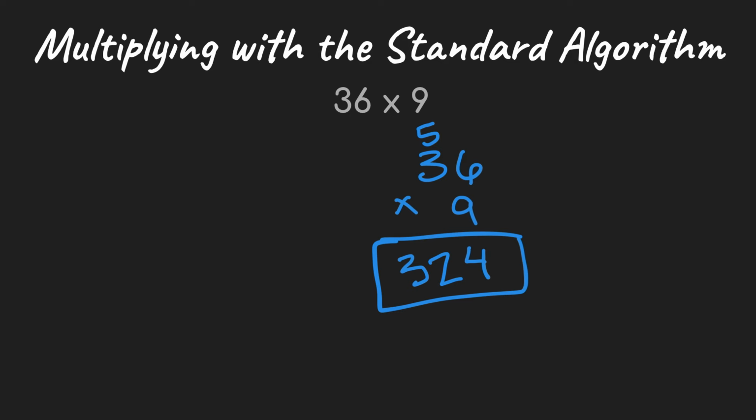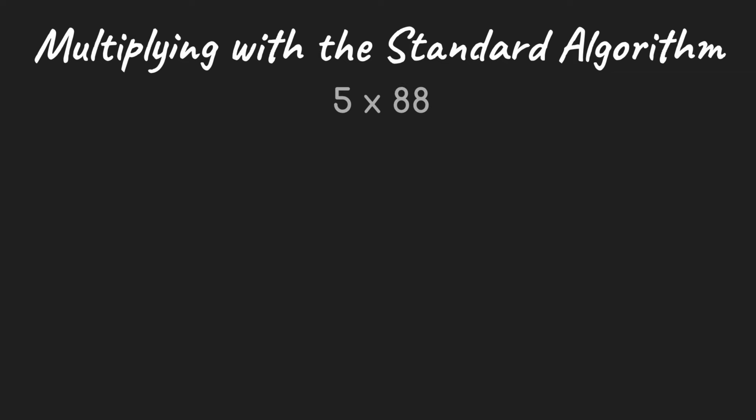9 times 6 is 54. We had to regroup the 5. 9 times 3, not 3. It's 9 times 30, you goobers. 9 times 30 is 270, plus 5 more groups of 10 gives us 324. It makes sort of sense if you say it right, but that's not how we were taught. I guarantee it.